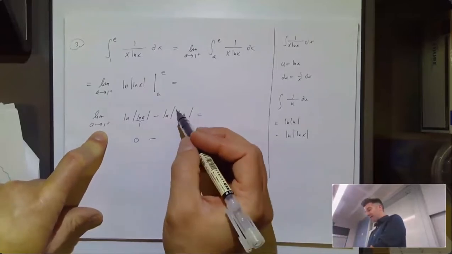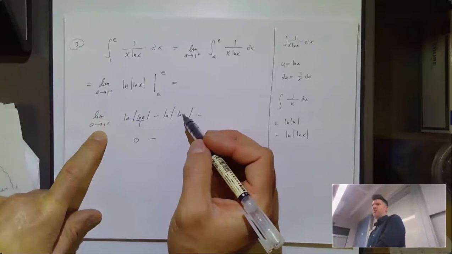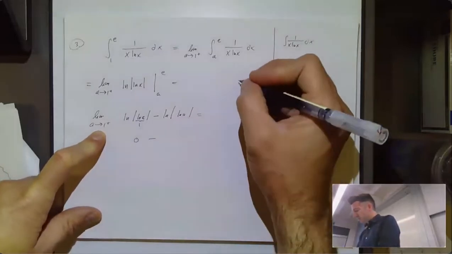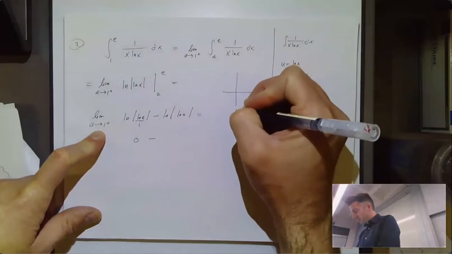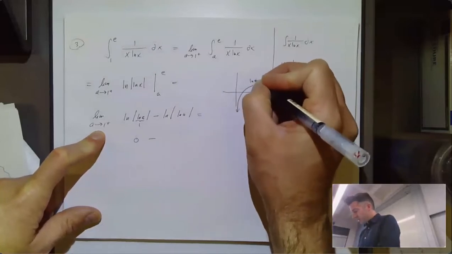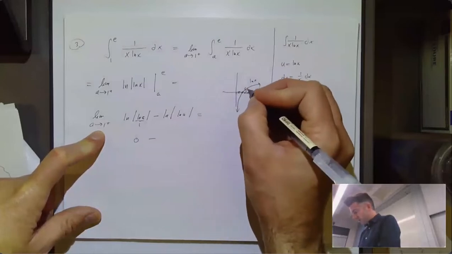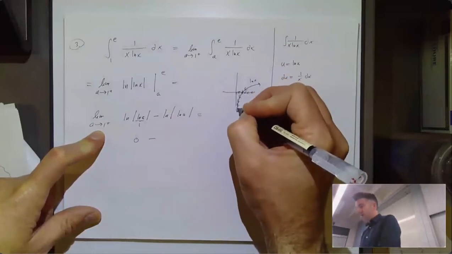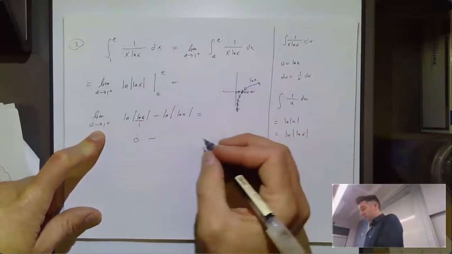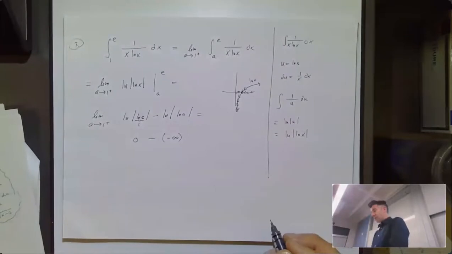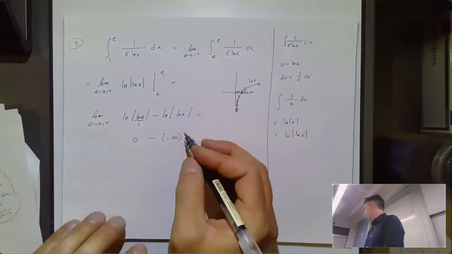And then as the insides go to 0, what happens to the natural log? I think about the natural log function. As x goes towards 0, the natural log function goes down, down, down, down, down to negative infinity. So I should say that part goes to negative infinity. So we actually get something that's going to positive infinity.